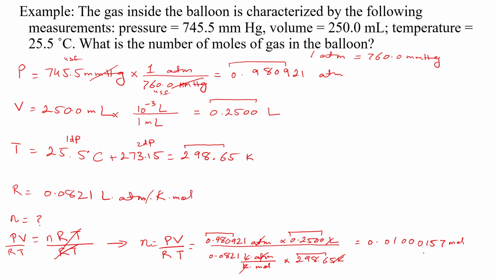Now we will be doing the rounding to the proper number of sig figs. So under this bracket we have 4 sig fig. Under this bracket we have 4 sig fig. Under this bracket we have 4 sig fig. And this one we used first time, but this has 3 sig fig. So if we are doing rounding, we will be doing it up to 3 sig fig, and your answer will be up to 0.0100.